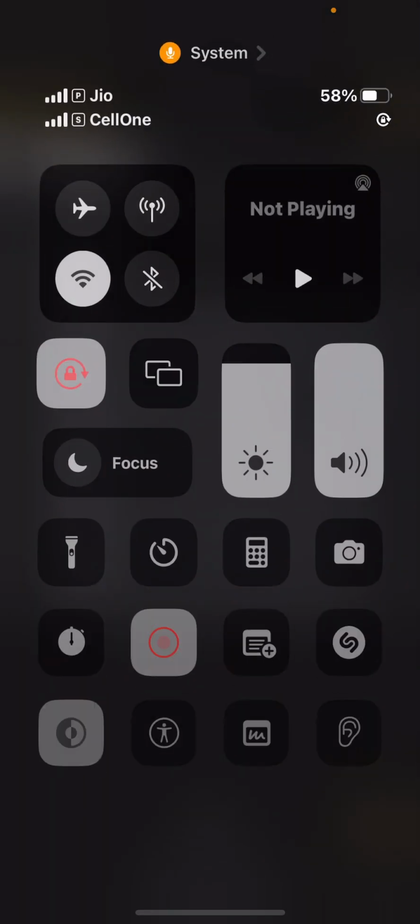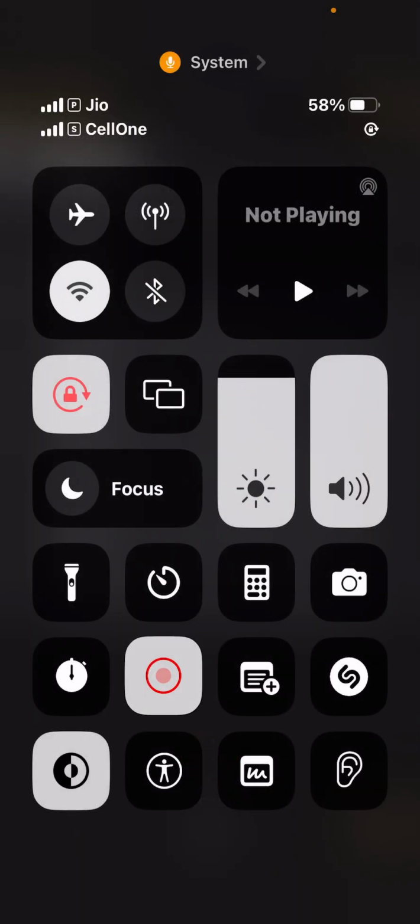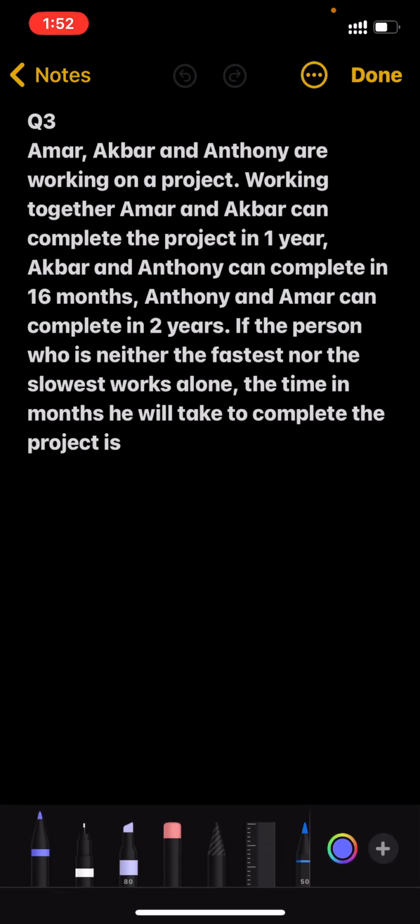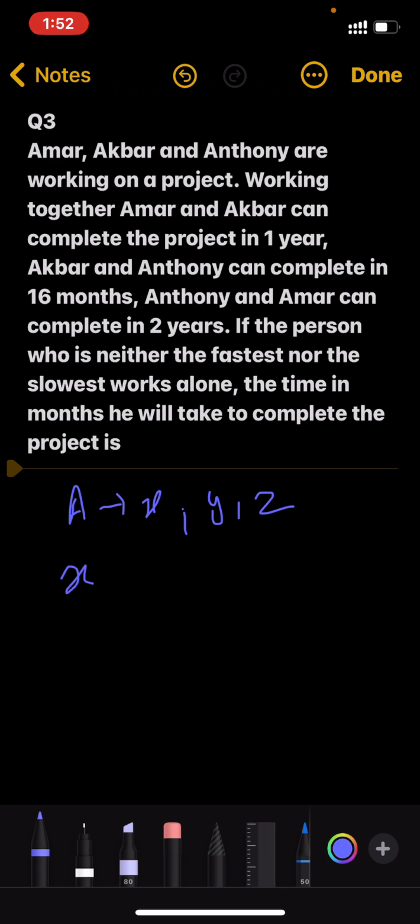Question number 3. Amar, Akbar, Anthony are working on a project, and they can complete the project in 1 year. So we'll do it by the efficiency method. You can do it by days as well. Amar, I'm taking x, Akbar, I'm taking y, and Anthony, I'm taking as z. Now given that Amar and Akbar can do it in 1 year, meaning 1 upon 12.